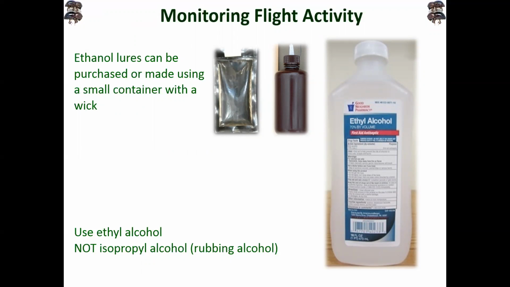So in terms of monitoring flight activity for ambrosia beetles, ethanol is, as you can imagine, the most attractive volatile attractant that we have for these insects. The ethanol lures can be purchased or made, but I strongly recommend purchasing them, because if you make the dispenser, the ethanol can evaporate quite quickly, to the point where you have to replenish it after 2 to 3 days. The important thing is that if you do decide to make your own lures, you have to use ethyl alcohol, not isopropyl alcohol.